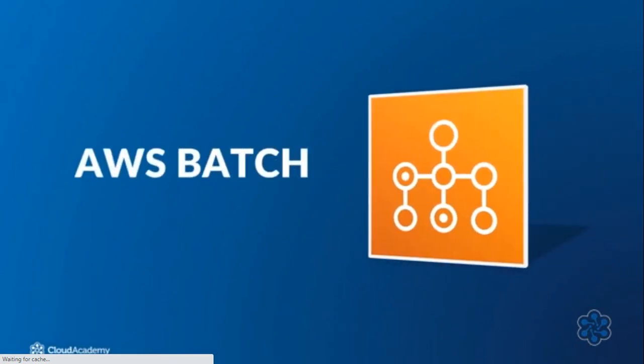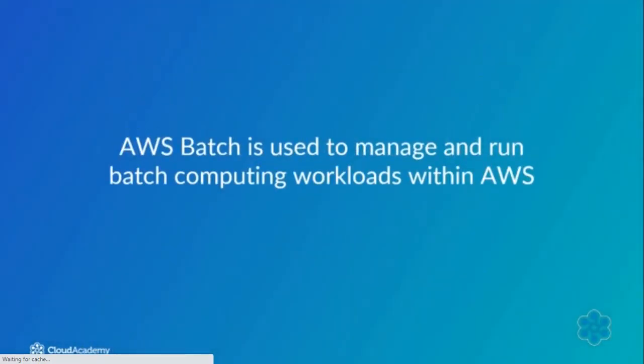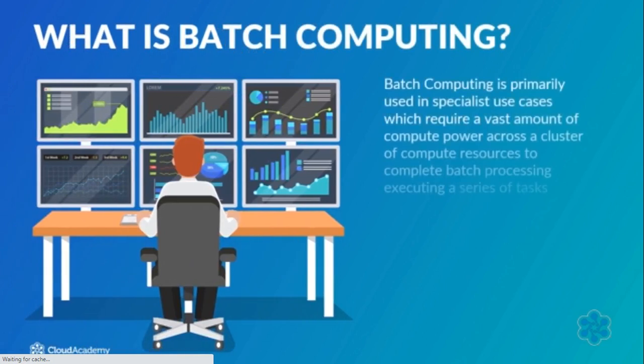Hello and welcome to this lecture where I'll provide a high-level overview of AWS Batch. As the name suggests, this service is used to manage and run batch computing workloads within AWS. Before we go any further, I just want to quickly clarify what batch computing is. Batch computing is primarily used in specialist use cases which require a vast amount of compute power across a cluster of compute resources to complete batch processing, executing a series of jobs or tasks.